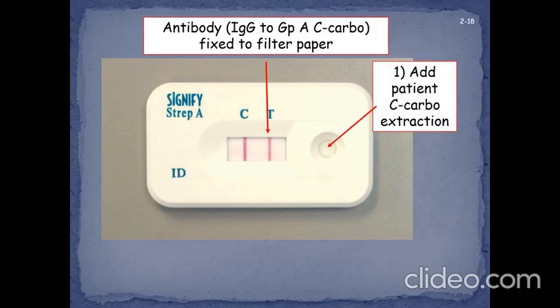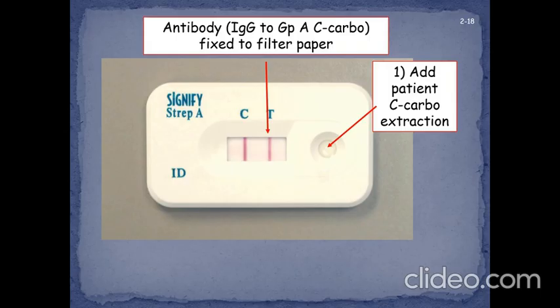Now, we'll come in and we'll add the patient C carbohydrate extraction. So we should have that group A C carb extracted now, and we're going to add it into this well. And when it does, it's going to flow along, moving laterally across this thing. If it runs into that antibody that's been stamped on there that's specific to group A, it'll get stuck. It'll stop there. On the other hand, if it isn't there, everything will just wick along and nothing will get stuck there.